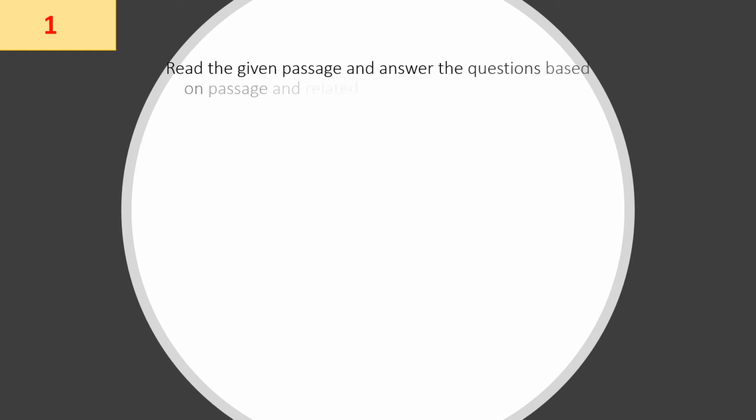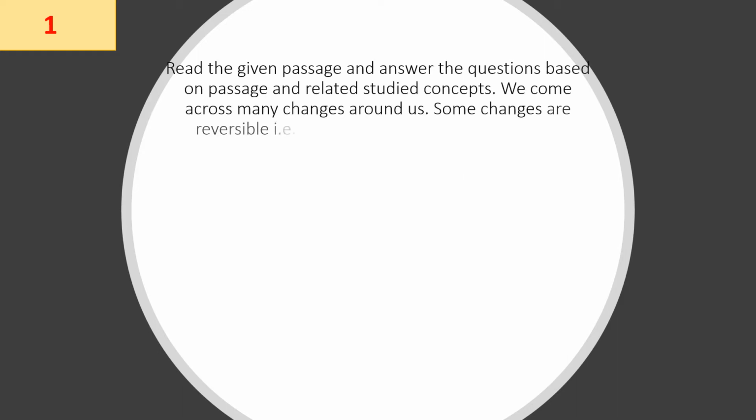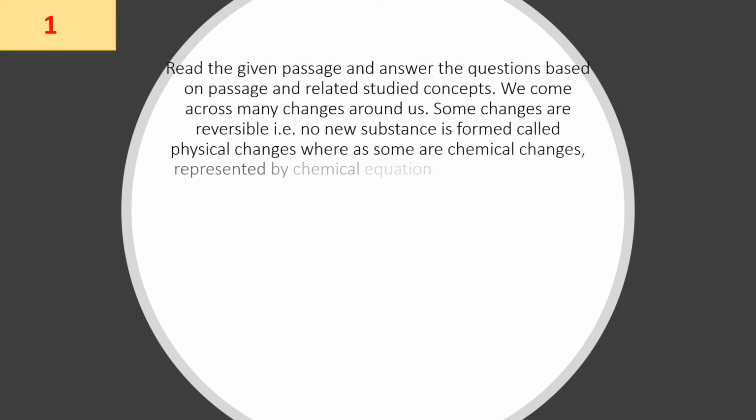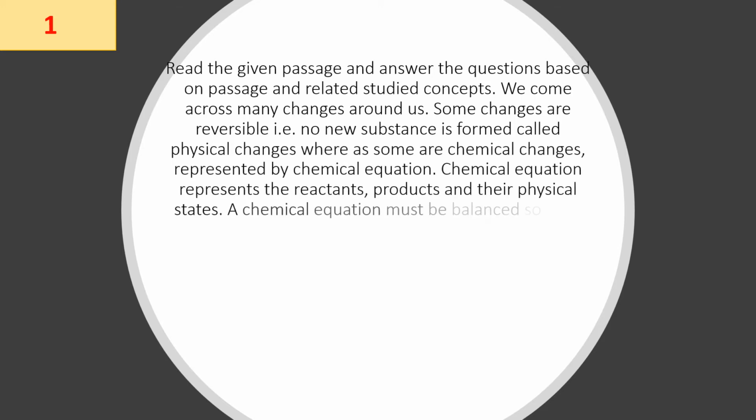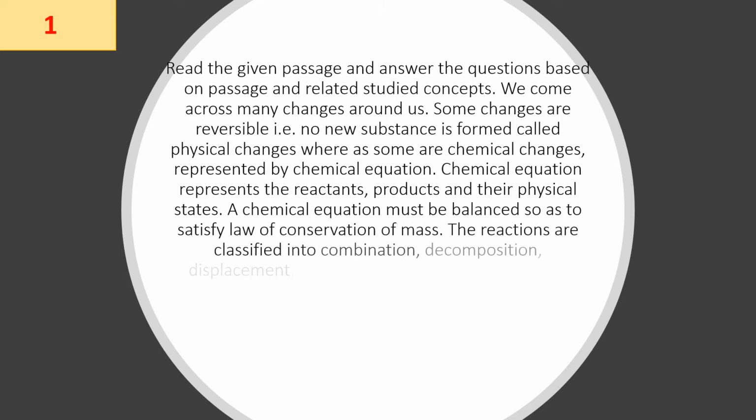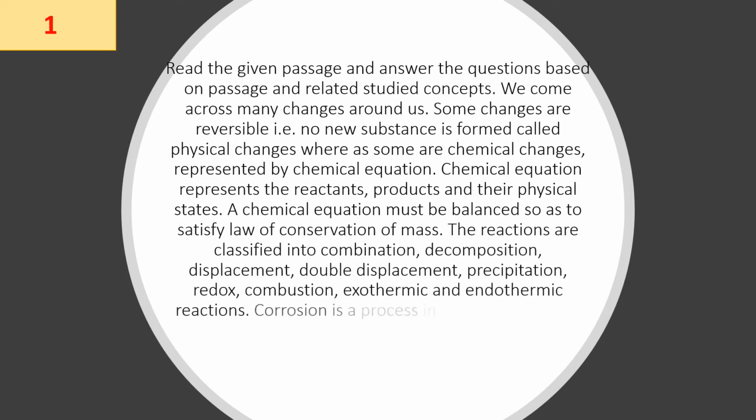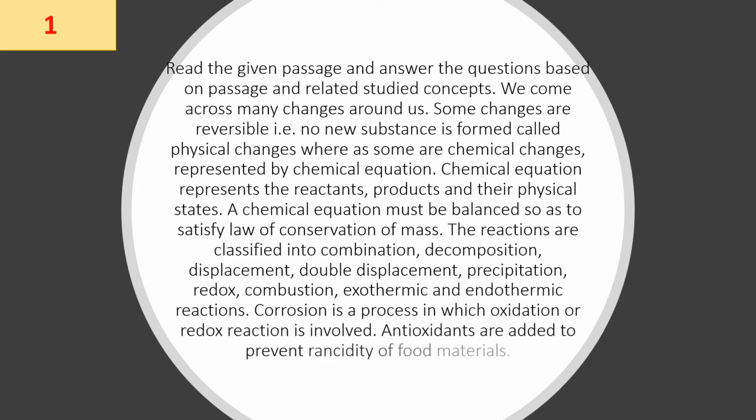The first question is: read the given passage and answer the questions based on the passage and related studied concepts. We come across many changes around us. Some changes are reversible, that is, no new substance is formed, called physical change, as we all know, whereas some are chemical changes. So you know what chemical change and physical change are, right? If a new substance is formed, then it is called a chemical change, and if there is no new substance, then it is a physical change. Clear?